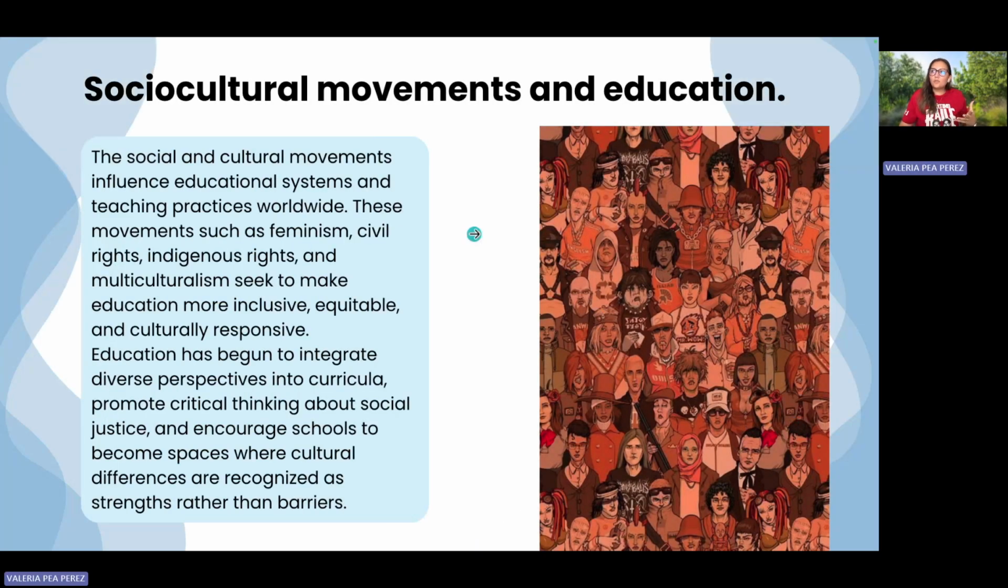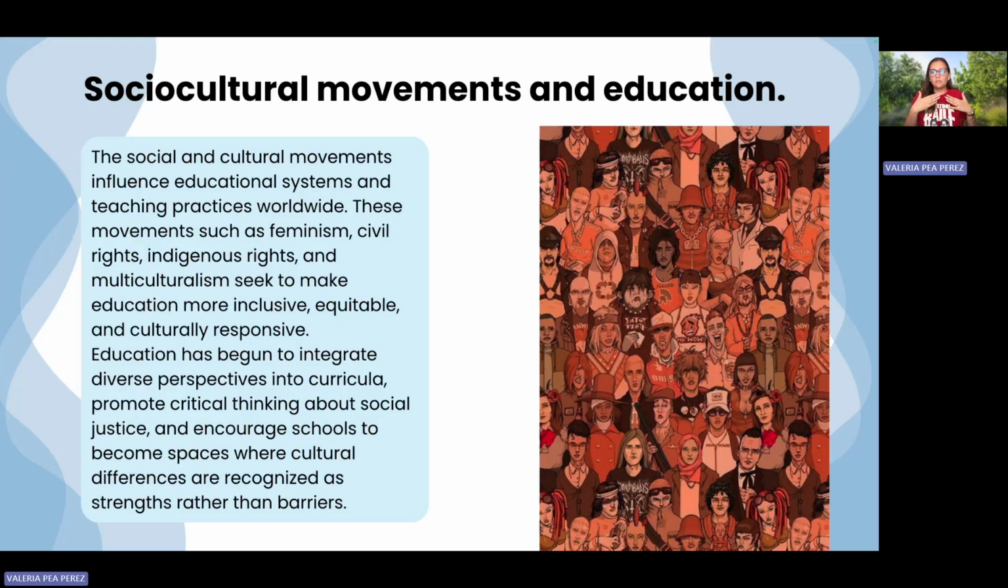Next is social cultural movements in education. Social and cultural movements influence educational systems and teaching practices worldwide. These movements, such as feminism, civil rights, indigenous rights, and multiculturalism, seek to make education more inclusive, equitable, and culturally responsive. Education has begun to integrate diverse perspectives into curricula, promote critical thinking about social justice, and encourage schools to become spaces where cultural differences are recognized as strengths rather than barriers.